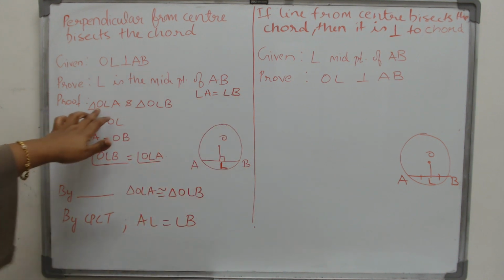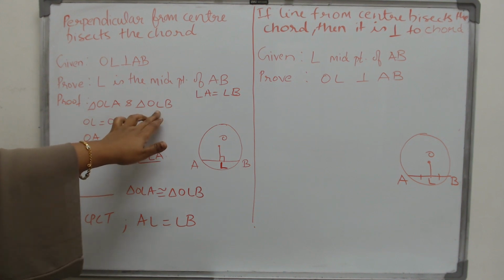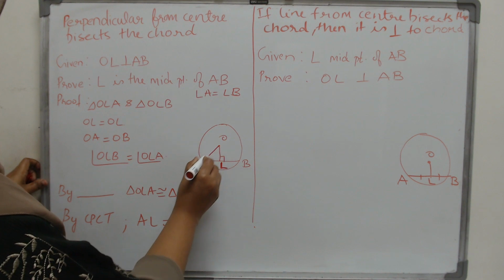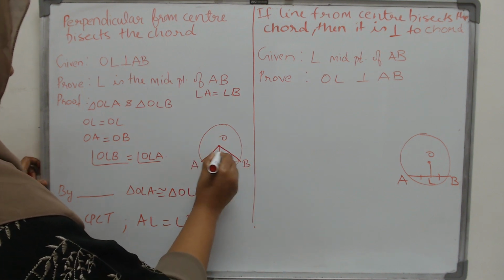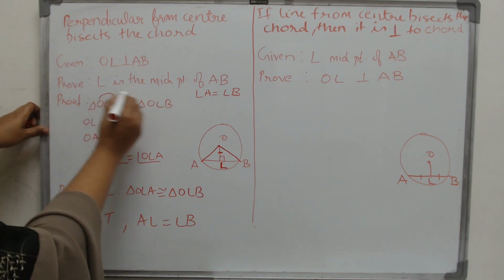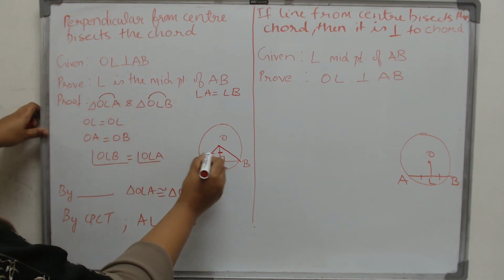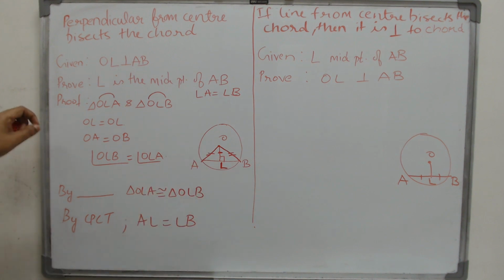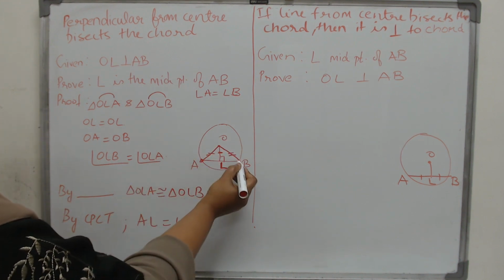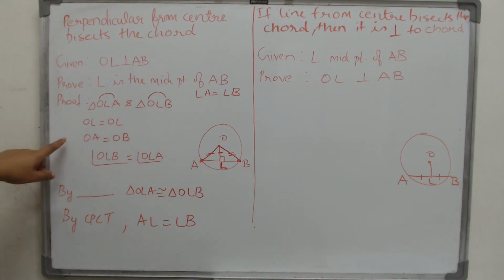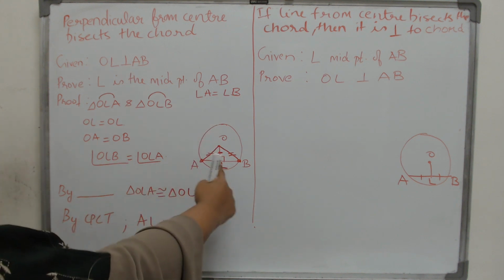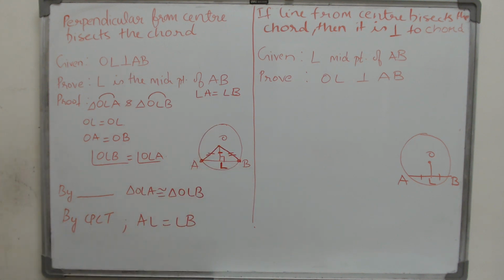And now see the first two here and the first two here, OL and OL, that will be your common side here. This will be your common side. And what about OA and OB? What about them? We are dealing with circles, which means what? OA and OB are the radii, which means they are again equal. And what else is given? It is given that OLA and OLB are 90 degrees.